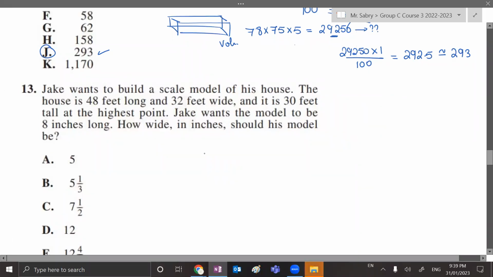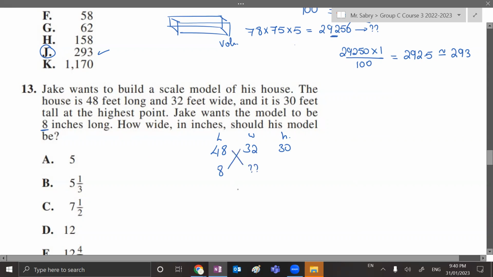It says here Jake wants to build a scale model of his house. The house is 48 feet long, 32 feet wide, and it is 30 feet tall at the highest point. Jake wants the model to be 8 inches long. So how wide in inches should his model be? This is still a cross multiplication question again. We have 48 regarding the length, 32 regarding the width, and 30 regarding the height. Now he needs to change the length from 48 to 8. So what would be the width in this case?